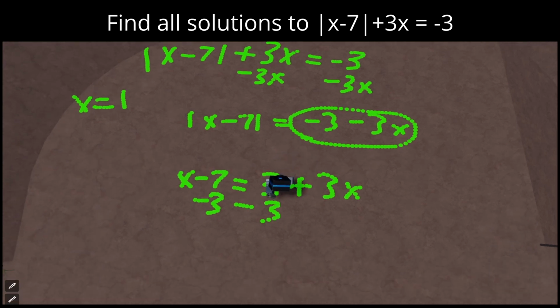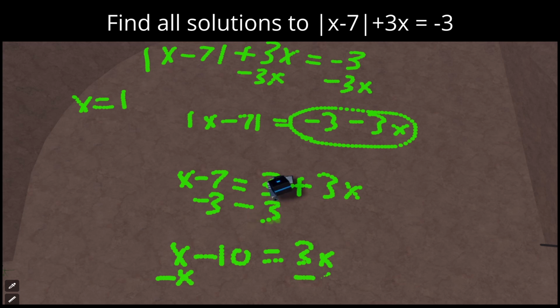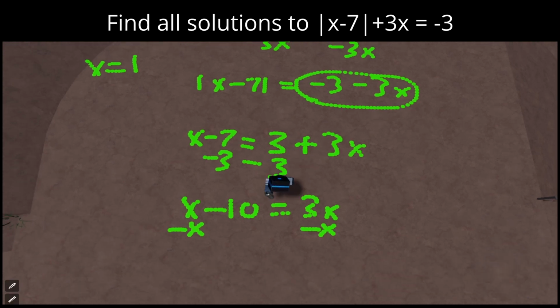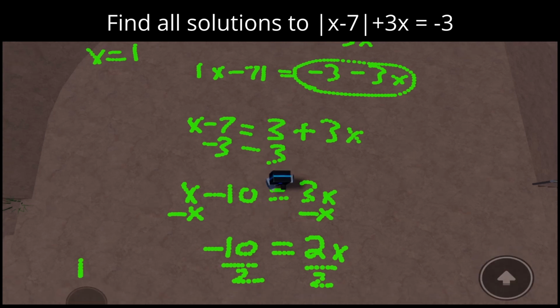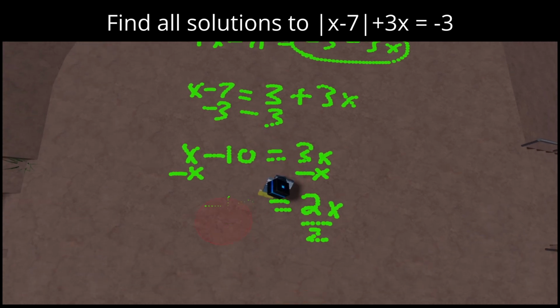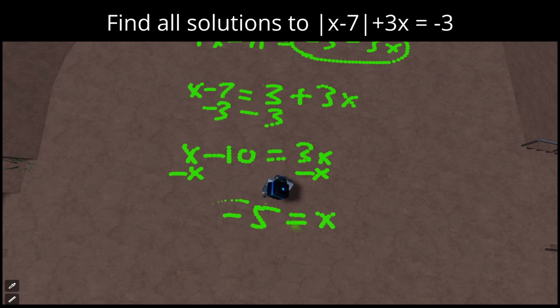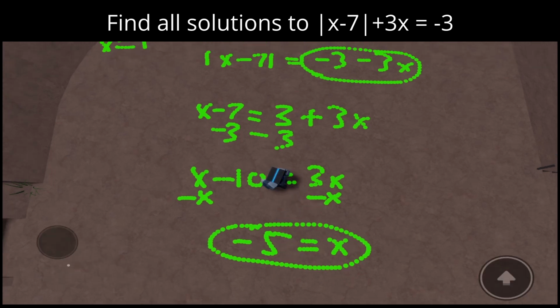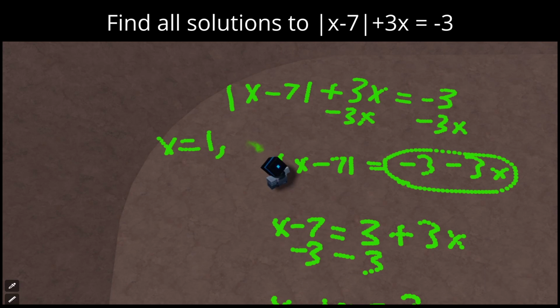Then I'll have x minus 10 is equal to 3x. So just subtract x from both sides now. And if I do that, I'll have minus 10 is equal to 2x. Just divide by 2 on both sides now. And if I do that, I'll have minus 5 is equal to x. So now we have two solutions. We have x equals 1 and x equals negative 5.